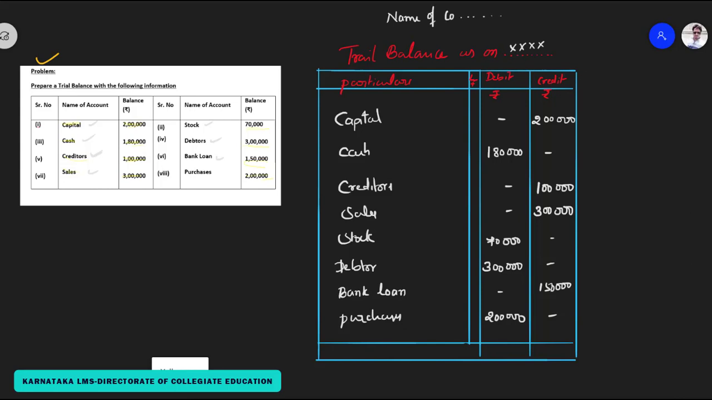They are not given, so I will just put it as XX. This is all about preparation of trial balance, and now finally we have to total it.